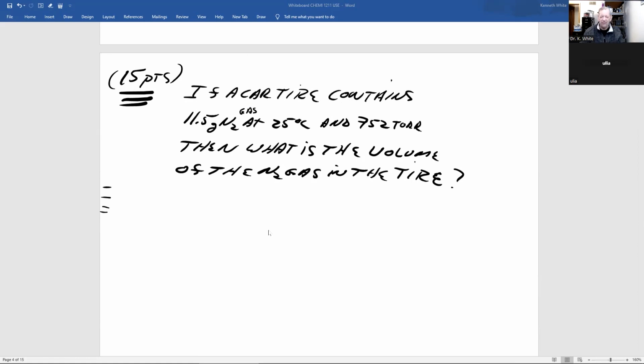All right, my turn. What are we trying to find? The volume, V. Now we're given a weight, 11.5 grams of nitrogen. We're given a temperature, 25 degrees C. And torr is the unit of pressure.